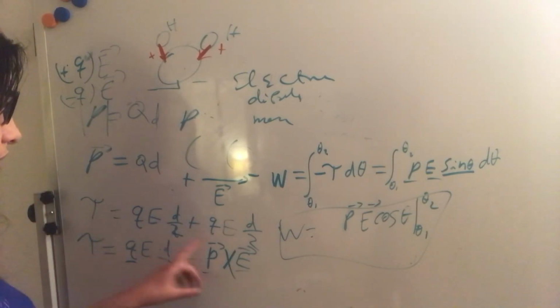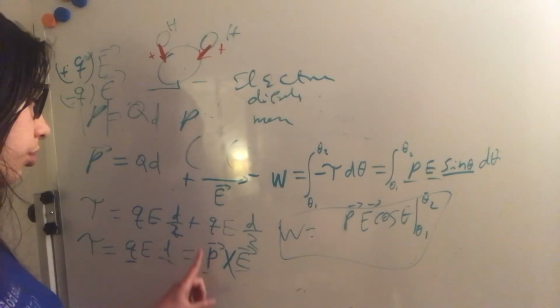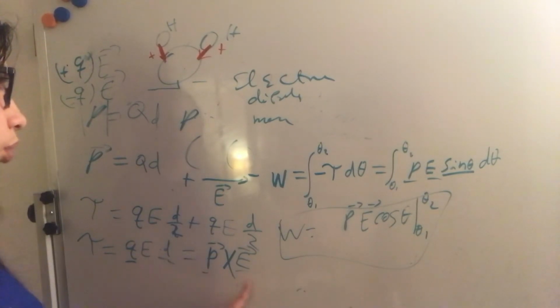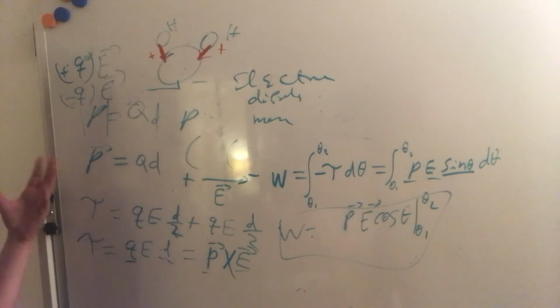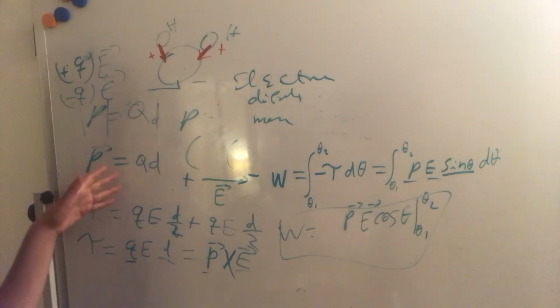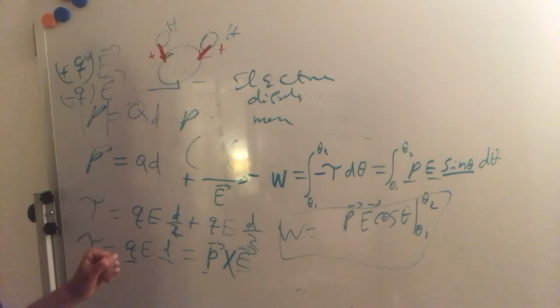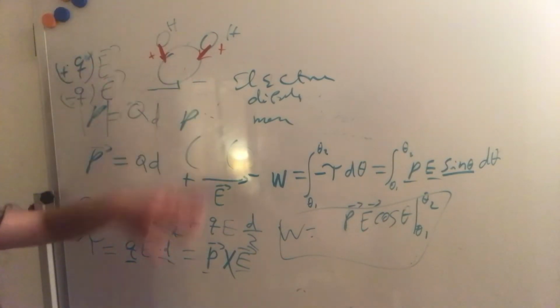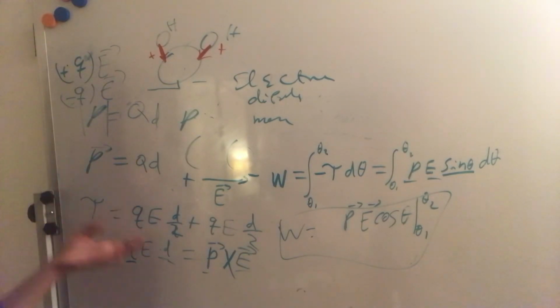So the torque is the cross product of the electric dipole moment and the electric field, and the electric dipole moment is the charge times the distance. If the electric field is not uniform, there would be not only a net torque but also a net force.